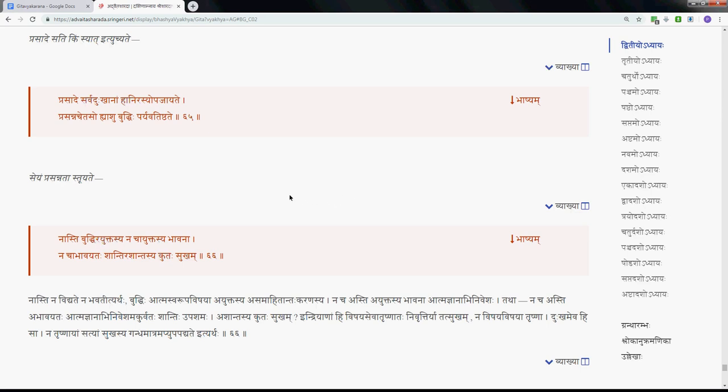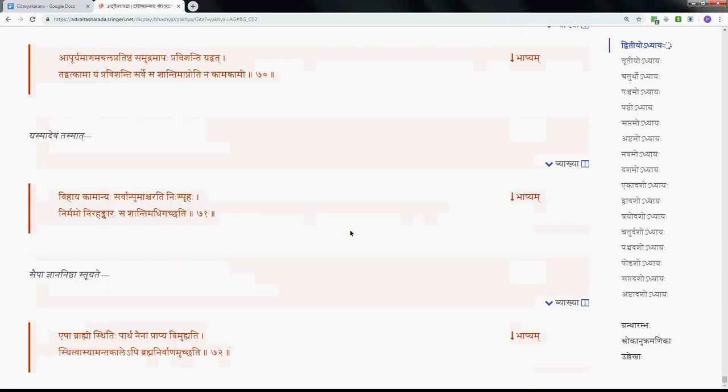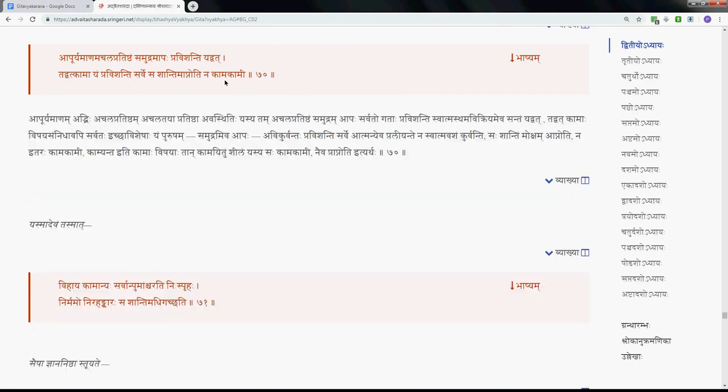And also this 70 and 71 shloka. You said Kaman is Vishayan here, no? Kamakami. And in Kamakami, I said Vishayan. Not in the shloka. Kami itself has in the shloka the meaning of Kama also, right? In the shloka also Kamakami is there. So there it's not Vishayan? It is Vishaya only, no? I said Kamakami means Vishaya here. Okay.